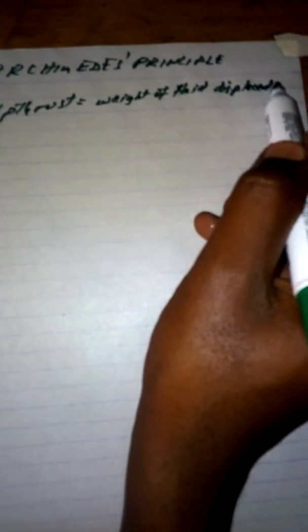This principle states that when an object is totally or partially immersed in a fluid or liquid, it experiences an upthrust which is equal to the weight of the fluid displaced. So basically we can say that the upthrust of the object is equal to the weight of the fluid displaced. This is what Archimedes proved.